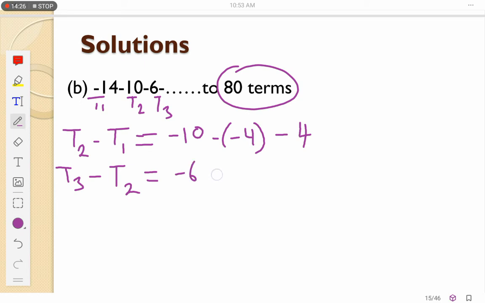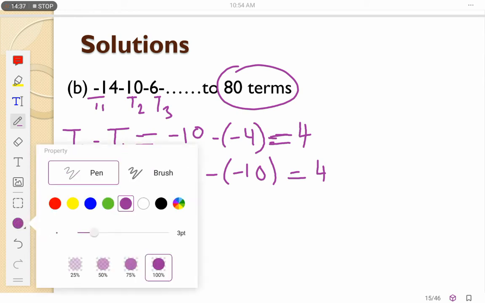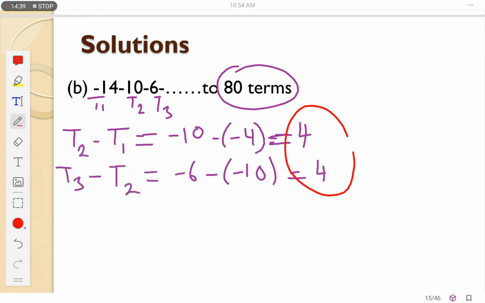Minus 6 minus 10, I will get the answer, again, 4. So it means we have got a common difference of 4. Our D is equal to 4, our n terms is equal to 80, and our A is minus 14. We don't have the last term, so we are going to use the same formula.